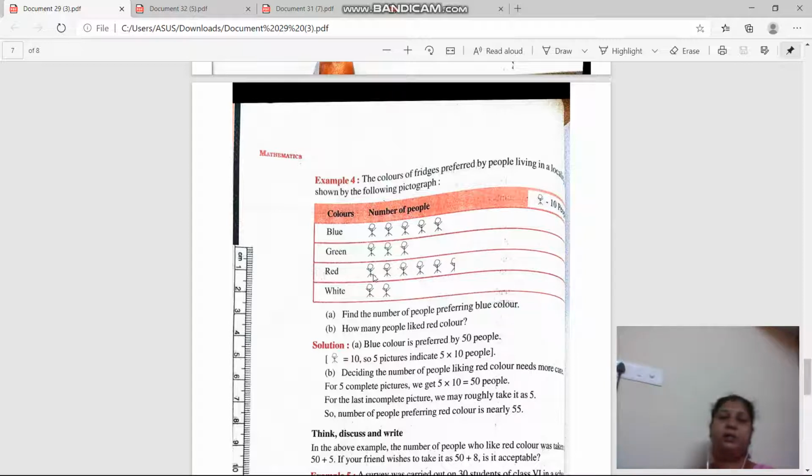Now red. 1 2 3 4 5. 5 into 10, 50. And this half one. Half means half of 10, that is 5. 50 plus 5, 55. Now white. 1 2, that is 20. Understand? In such a way you have to solve the pictograph. Now next.